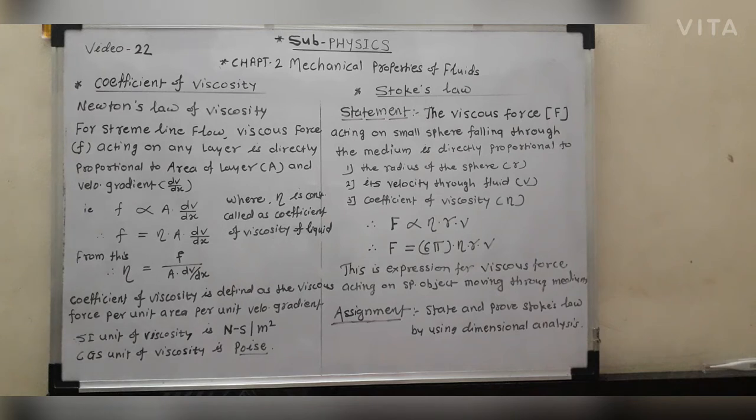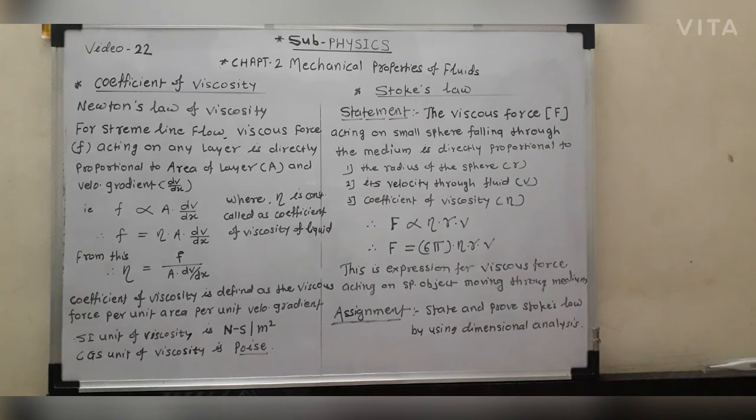This is Stokes law. That means the viscous force acting on a small sphere falling through a medium is directly proportional to its radius, its velocity, and its coefficient of viscosity. Then F is proportional to eta r v, or F is equal to 6 pi eta r v. This is the very important formula for Stokes law, where 6 pi is the constant.